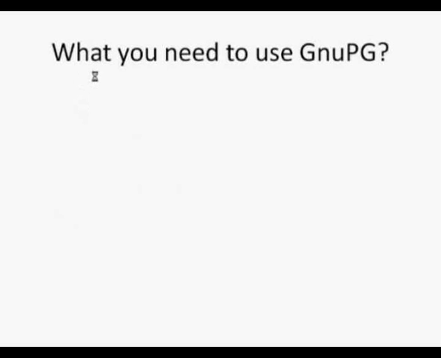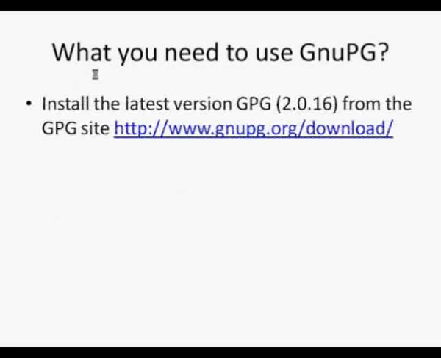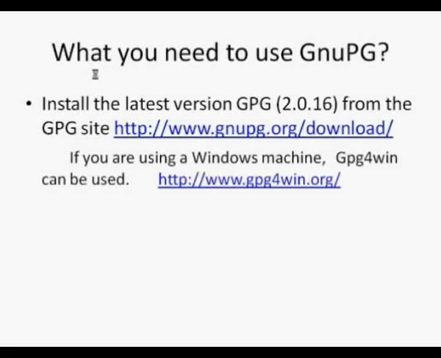What do you need to use GNU-PG? Install the latest version of GPG. The current version is 2.0.16 and can be downloaded from the GPG site, www.gnupg.org/download. This is a command line tool. If you're using a Windows machine, GPG for Win can be used, which has a GUI. The software can be downloaded from gpgforwin.org.